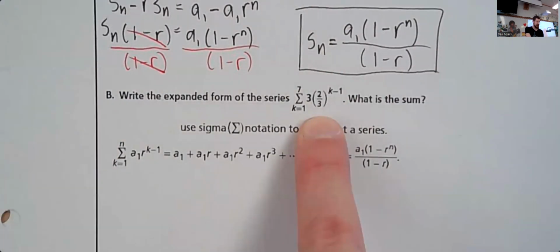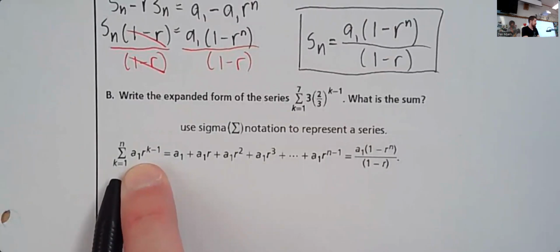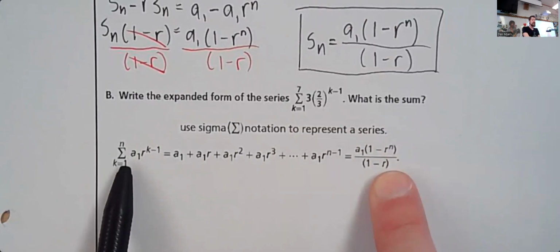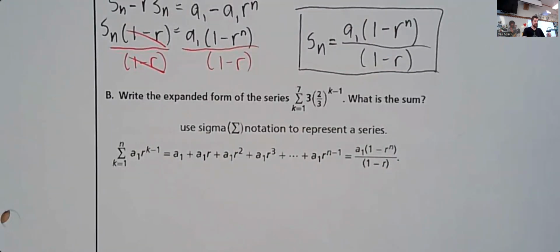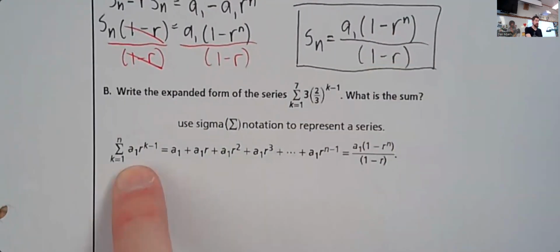This is not in generic form. This is the generic form. This is the same as that. There's no difference between them. It's just picking the parts of it that fit in from here to here. That's what we're talking about here.